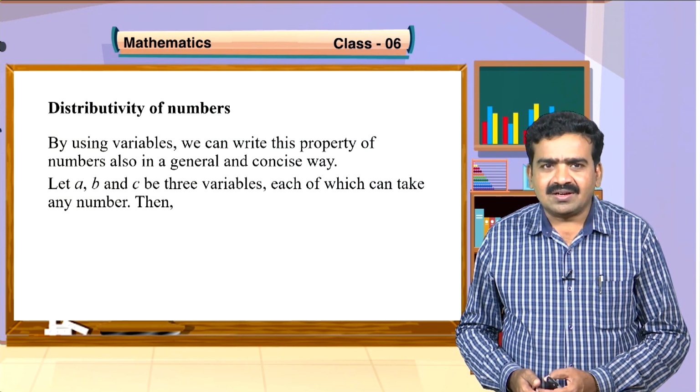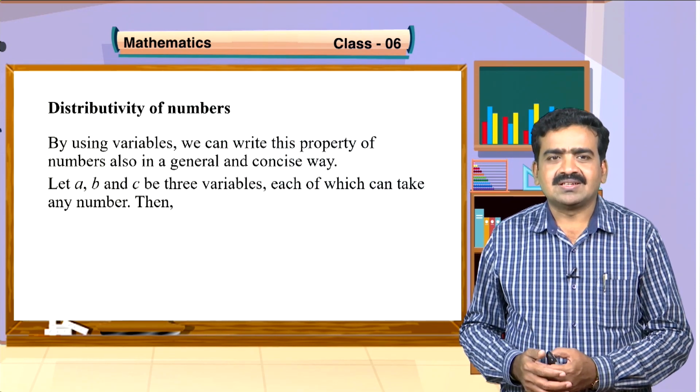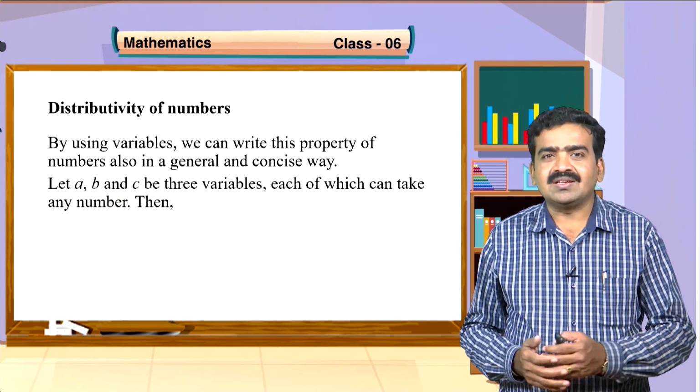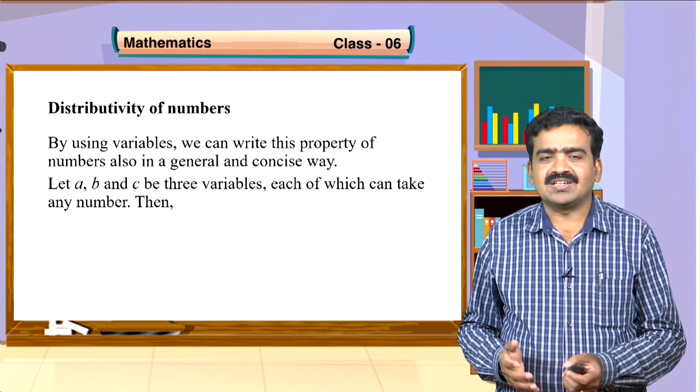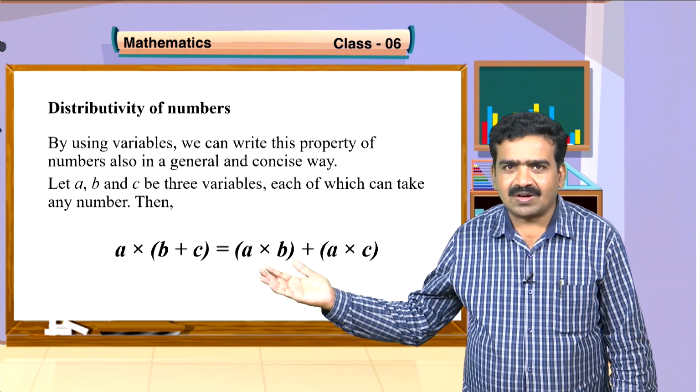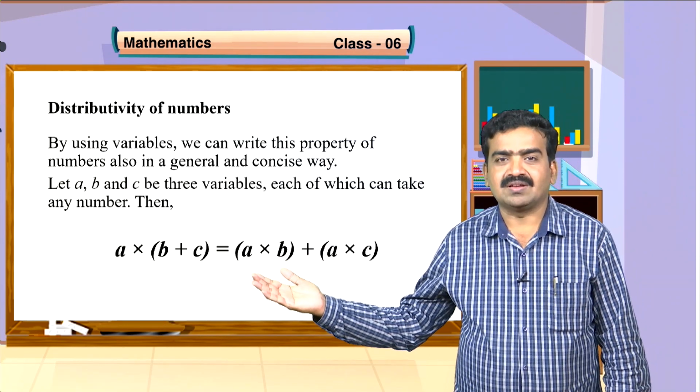And also we have learnt about distributivity of numbers. You know that multiplication of big numbers can be simplified easily by using the distributive property. For that, we have used the general formula for the distributivity of numbers.